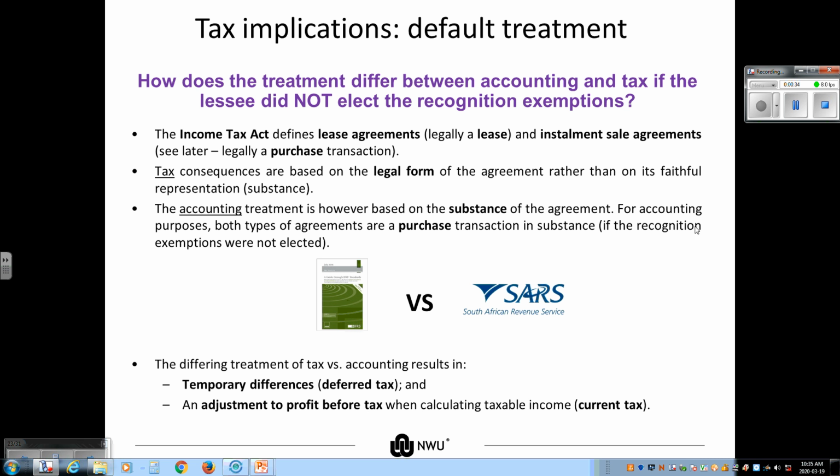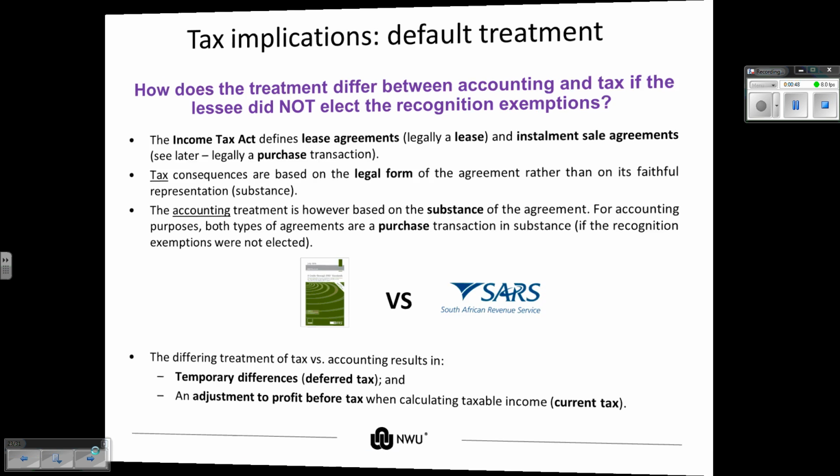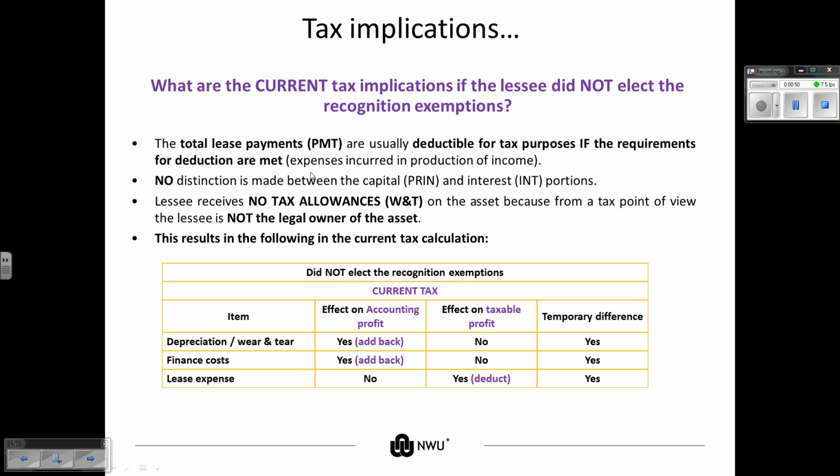This is now, if I'm not talking about the two recognition exemptions. So therefore, we might have temporary differences that will result in deferred tax, and we will have to make an adjustment to our profit before tax to calculate our current tax. So if we only look at current tax implications, remember I'm not talking about the two recognition exemptions now. Here we have a right of use asset and a lease liability.